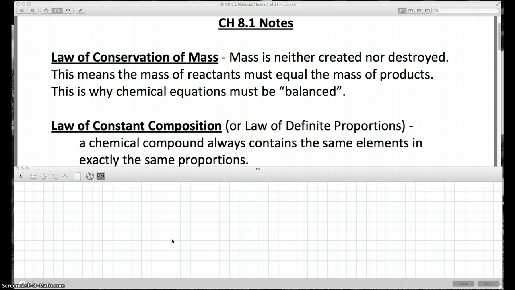The main topic of this unit is something called balancing equations. And the reason we balance equations has to do with this first law in the notes here, the law of conservation of mass. Basically it says if we start with a certain number of atoms of some element, we need to end with the same number of atoms of that element. Atoms can't just disappear or appear out of nowhere.